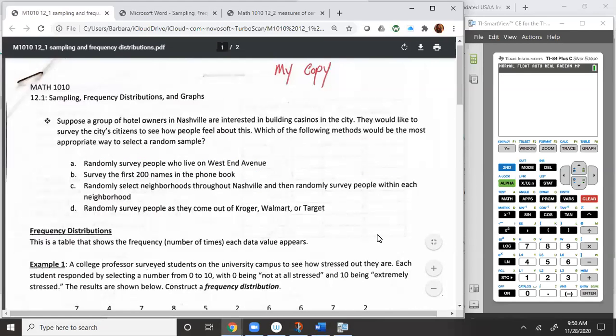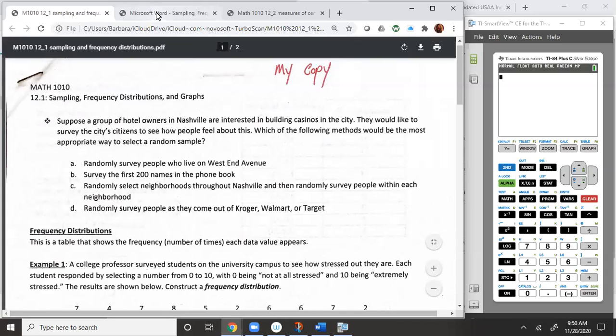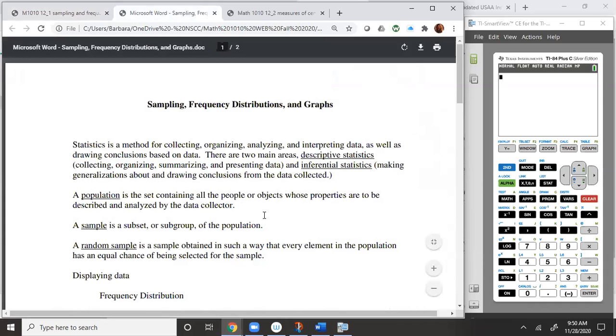In this video, we will begin learning about statistics. I have on my screen the handout for chapter 12.1 on sampling, frequency distribution, and graphs. And we'll come right back to this. I just wanted to go over a few vocabulary words that we will cover in statistics.